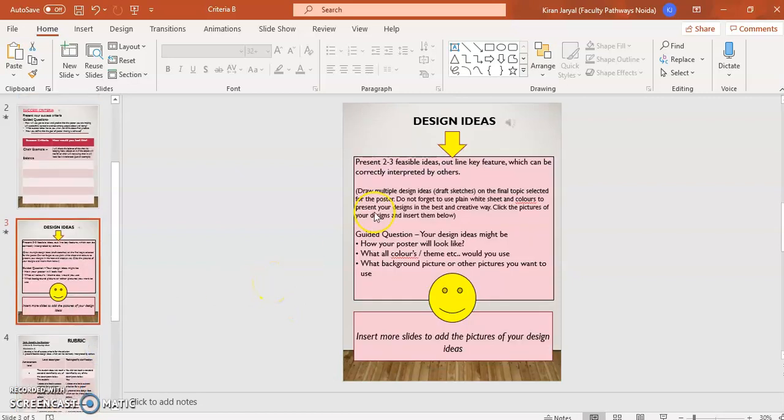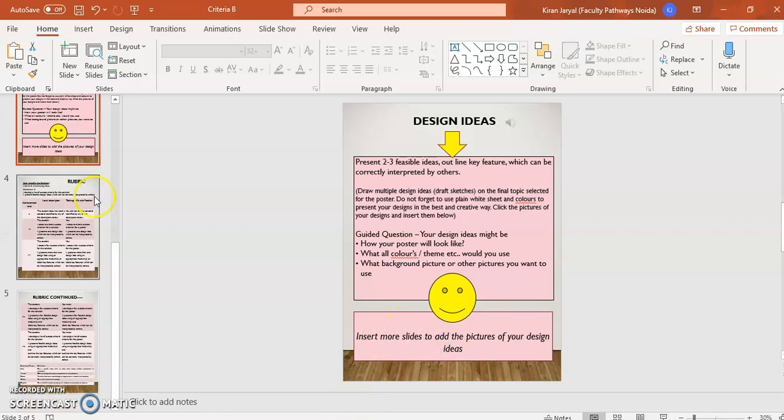The third slide is on design ideas. Again, a voice note is there. You can play it and understand what to do. You can insert more slides over here to put your design ideas.